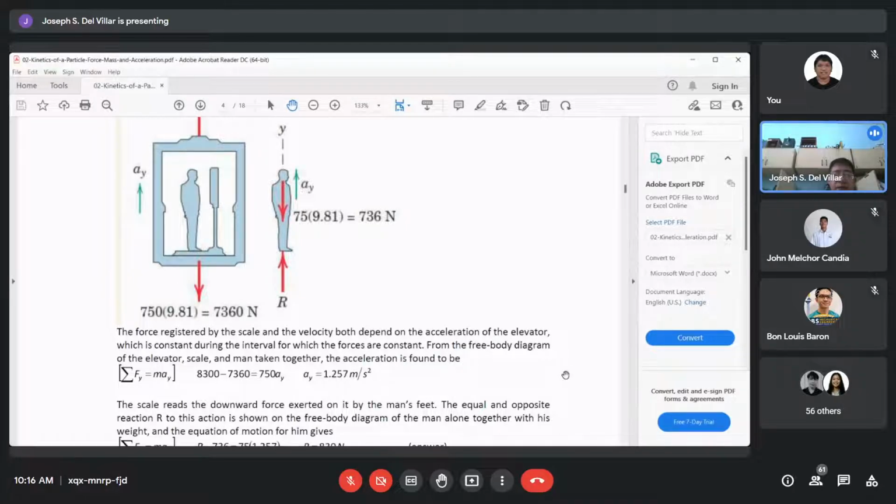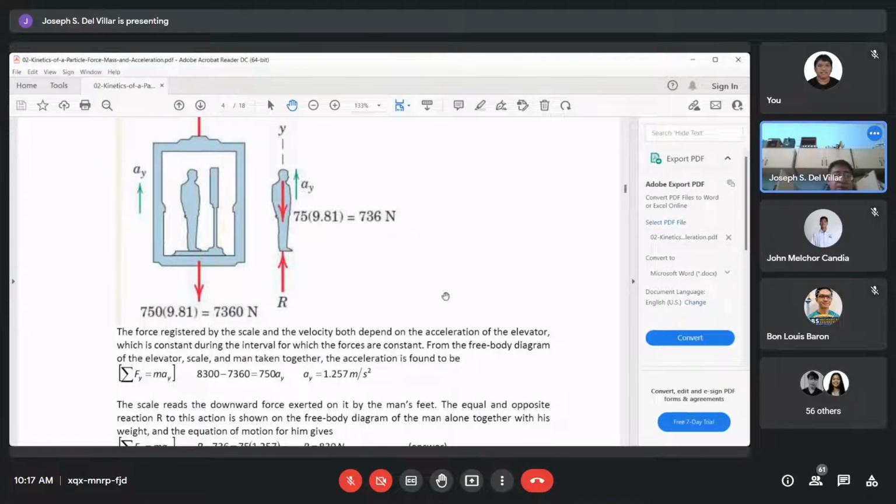both depend on the acceleration of the elevator, which is constant, no, during the interval for which the forces are constant. So from the free body diagram of the elevator, scale, and man taken together, the acceleration is found to be, okay, summation of Fy, because we have here a vertical motion, no? So we consider the y-axis. Okay, so summation of Fy is equal to ma sub y.